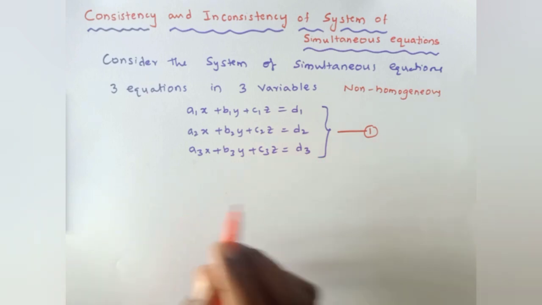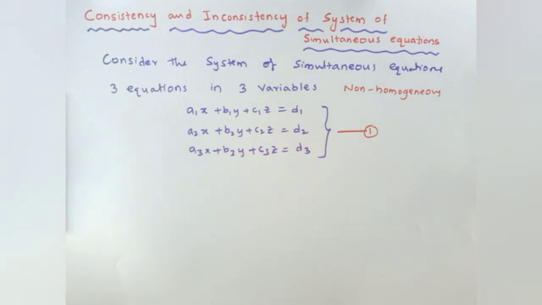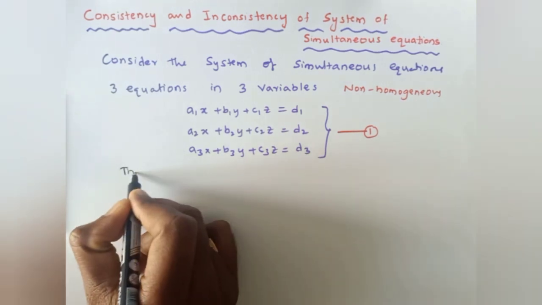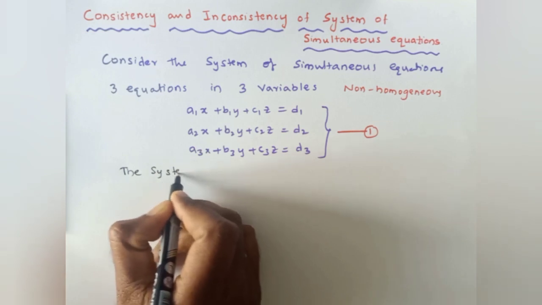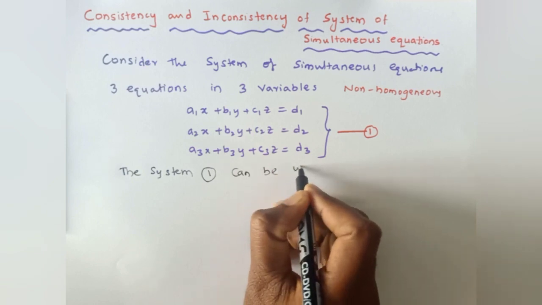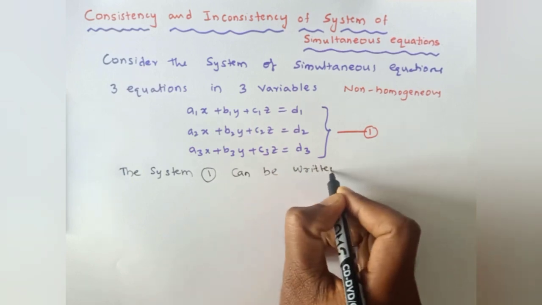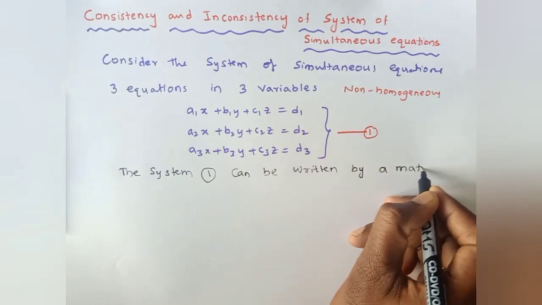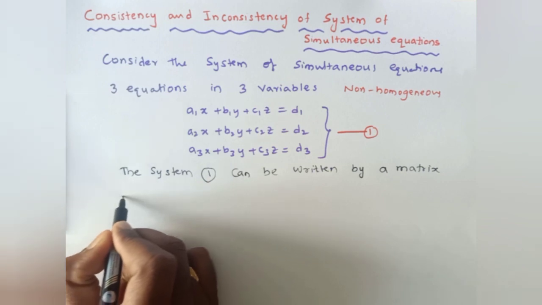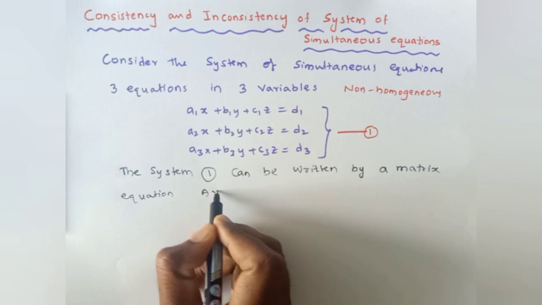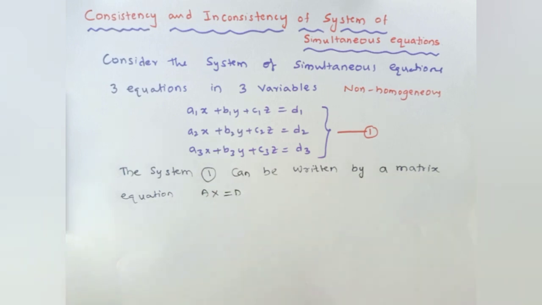Okay, now the system 1 can be written as a matrix equation, as Ax equals to D. So we can express this equation as Ax equals to D.